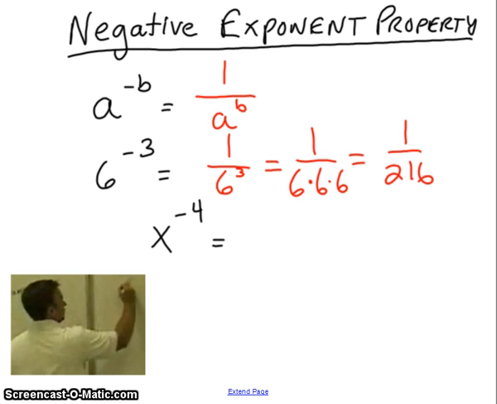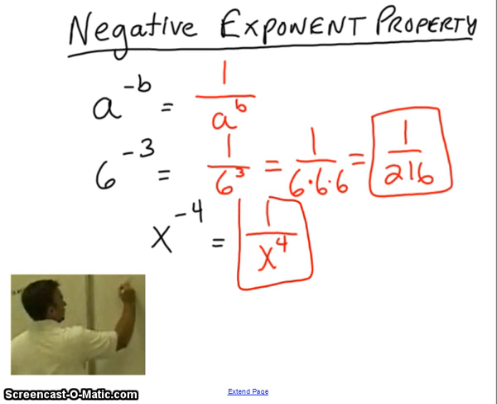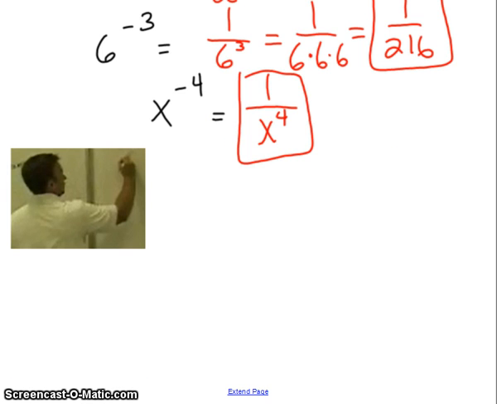x to the negative 4 is 1 over x to the 4th, and we can't simplify that because we don't know what x is. Vice versa, if you have 1 over x to the negative 3rd, we bring that to the numerator.